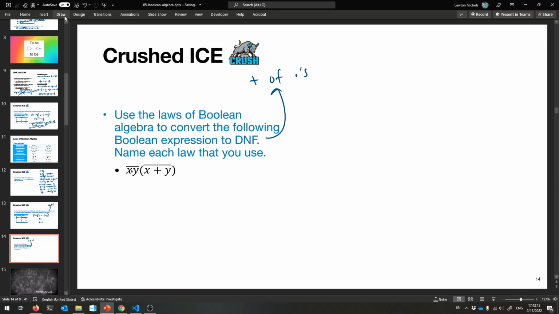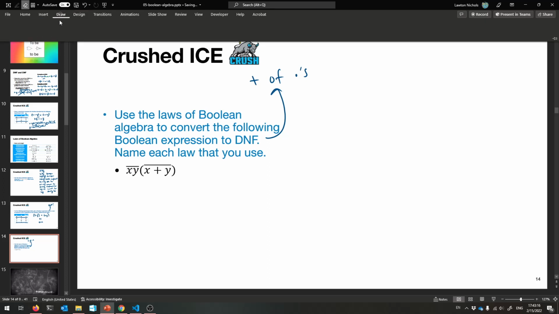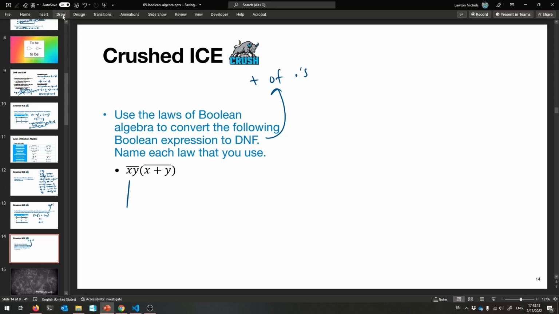Let me just spell this out. So notice that this is x times y barred altogether, and not x bar times y bar. Completely separate things, right? So keep that in mind.